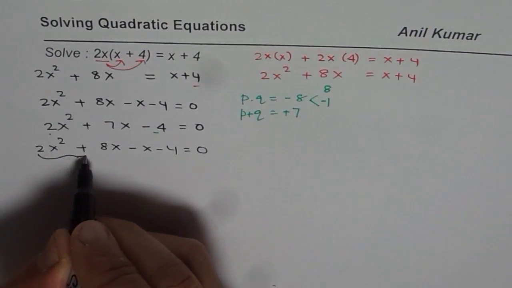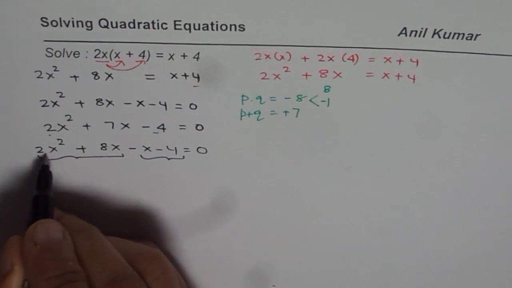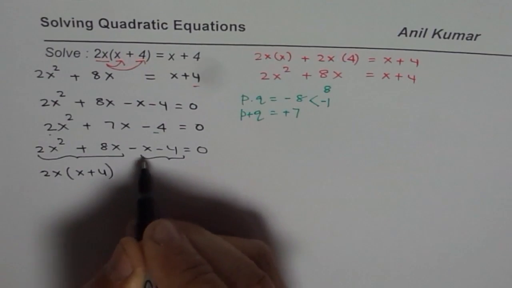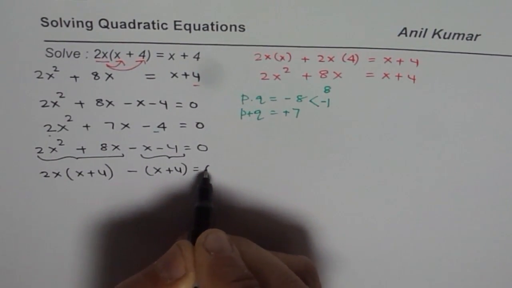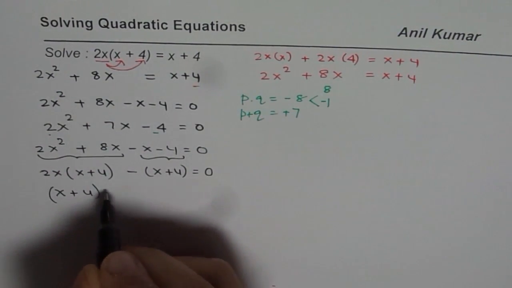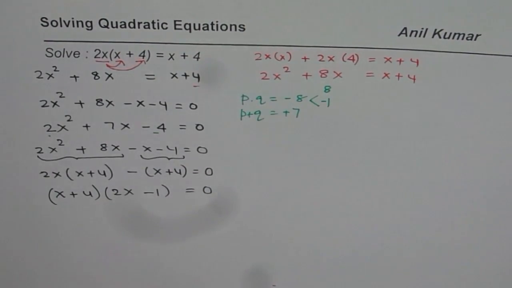We can combine these two terms and these two terms. In 2x squared plus 8x, we can take 2x common. We get 2x times (x plus 4). Here we could take minus 1 common. We get minus 1 times (x plus 4) equals 0. Now x plus 4 is common, so we can take x plus 4 as a common factor, and we get (x plus 4) times (2x minus 1) equals 0.